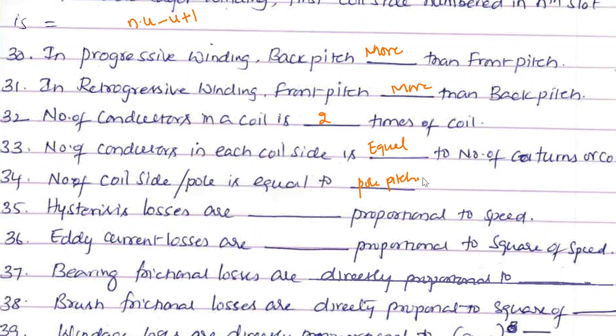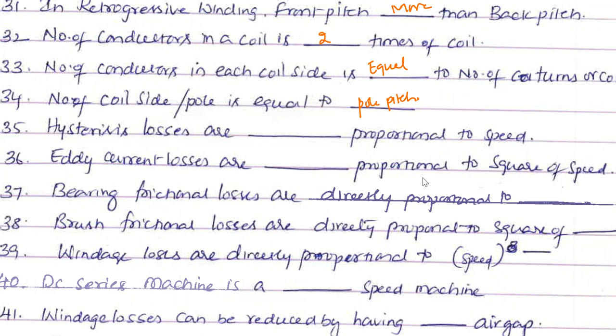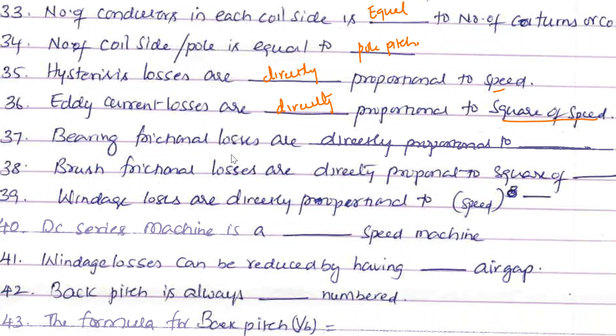Next one. Hysteresis losses are dash proportional to speed. So hysteresis losses are directly proportional to speed. Next one. Eddy current losses are dash proportional to square of the speed. So it is directly proportional to the square of the speed. That means as the speed is more, losses will be more here. Bearing frictional losses are directly proportional to speed only.